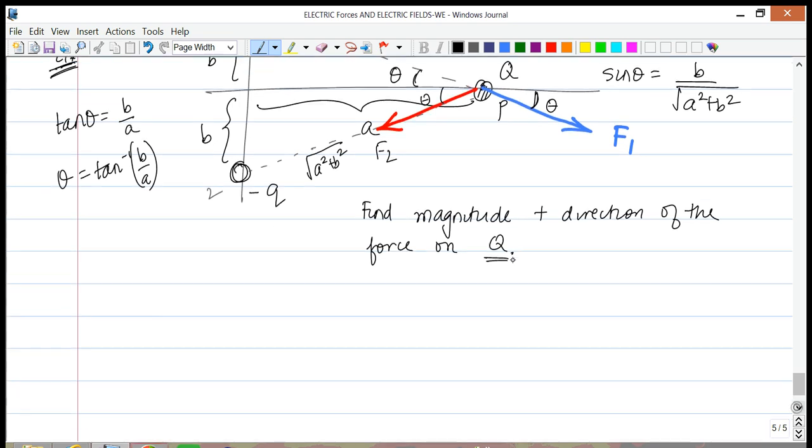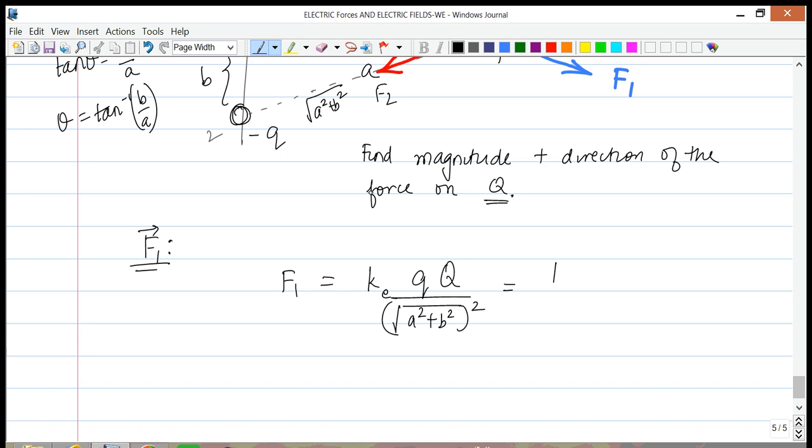Let us figure out our forces. First, let us calculate the force F1 completely. The magnitude of F1 is equal to K. Now here's the deal. When you have problems that involve all variables, do not try to substitute values for your constants. Just leave them in their letter form, and then we don't have to worry about it. So it will be K_e times q times capital Q, divided by the square root of A squared plus B squared, the whole squared. I'm using k q1 q2 over r squared. I can simplify this and read it as K_e q Q over A squared plus B squared.